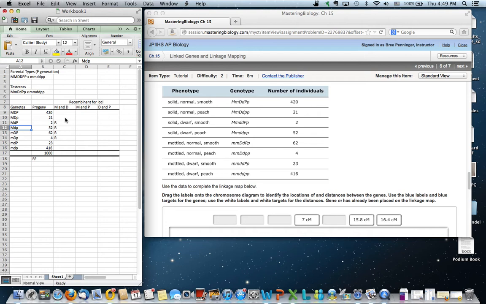This one is the solid leaf and a dwarf also. This one has the mottled leaf, but is normal height or tall. And then this one also has the mottled leaf and is tall. So that's why those are the recombinants. So I'm going to go ahead and fill in the chart for all of these. And this is something you can also do at home.